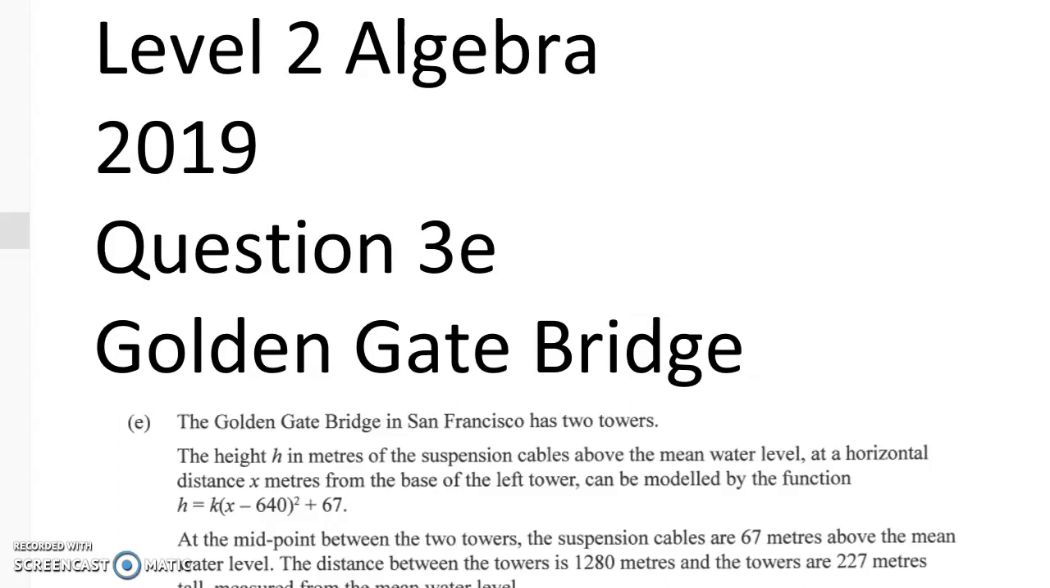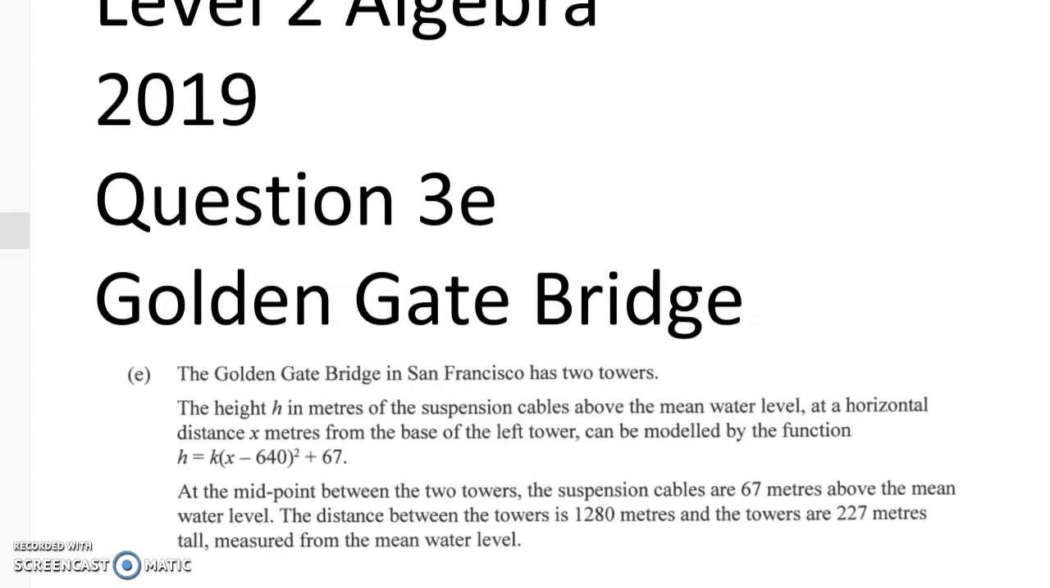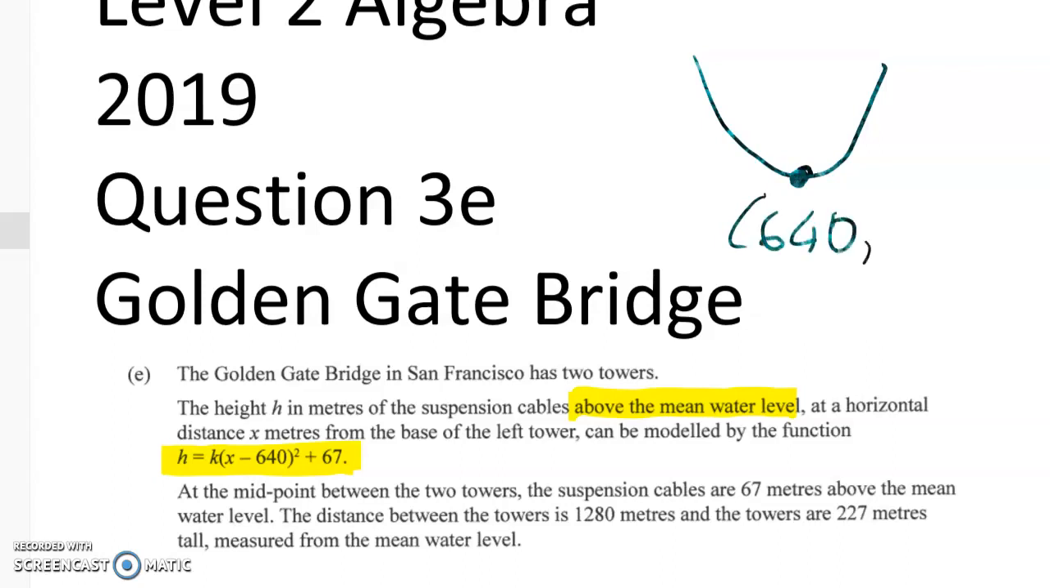We're told that the Golden Gate Bridge has two towers. I'm going to show you the graph, but first I'm just going to read the words and see what we can pick up. The height of the suspension cables above the mean water level at a horizontal distance x from the base of the left tower can be modelled by this function. As soon as you see that, you should be thinking, they've given it to me in vertex form. That means this point here is going to be 640, 67.